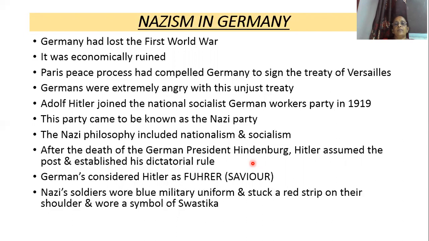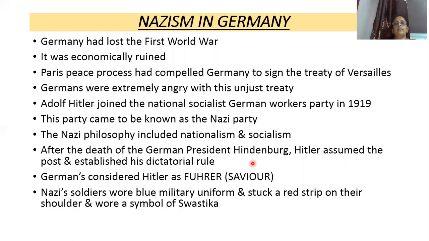Members of the Nazi party wore a blue uniform. Members of the Fascist party wore a black uniform. And members of the Nazi party wore a blue military uniform. They stuck a red strip on their shoulder and wore the symbol of a swastika. It is the symbol of Aryans. So that is how Adolf Hitler rose into power.